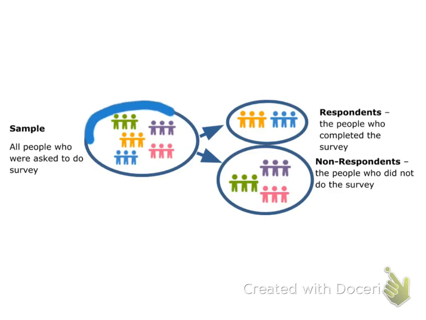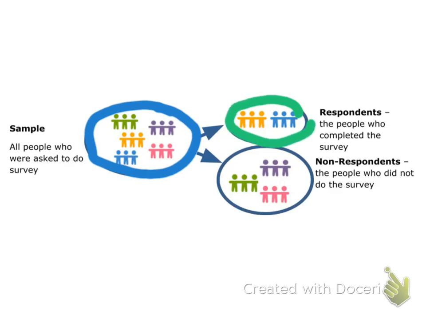These are all the people that I actually, when I go out and stand in front of the cafeteria, ask: could you do the survey for me? Could you answer some questions for me? These are all the people that I'm going to ask. Then within this group, I've got my respondents. These are the people who have said to me, yes, I will answer your questions, and they have been able to give me some data that I can then use.